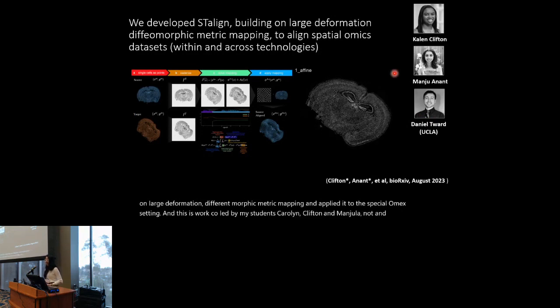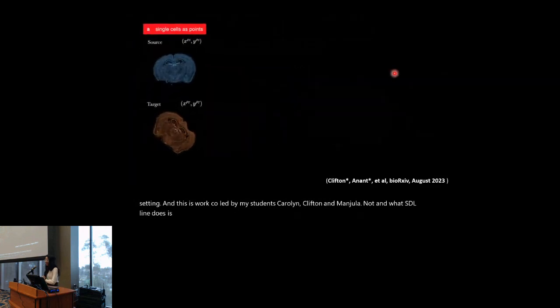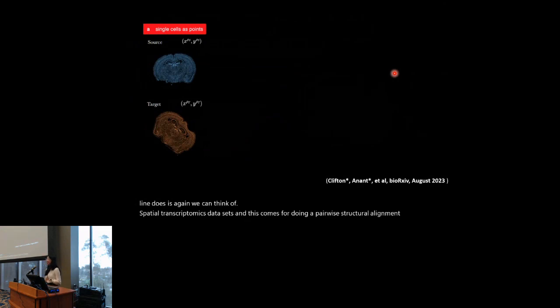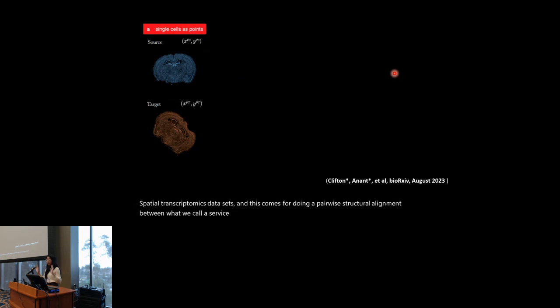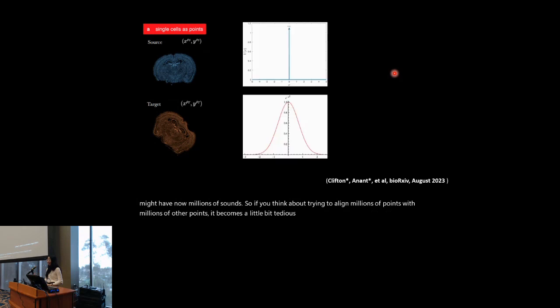And what ST-Align does is, again, we can think of spatial transcriptomics data sets. In this case, we're doing a pairwise structural alignment between what we call a source and a target spatial transcriptomics data set, which we represent initially as XY coordinates of the cell centroids. So this is actually a computationally very intensive problem because each data set might have now millions of cells. So if you think about trying to align millions of points with millions of other points, it becomes a little bit tedious or computationally very intensive.